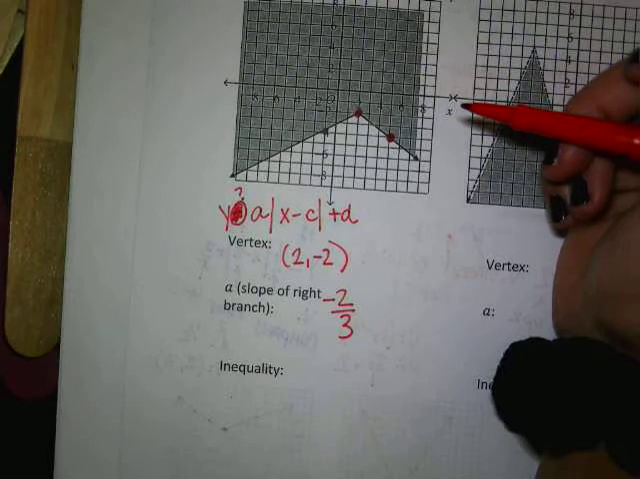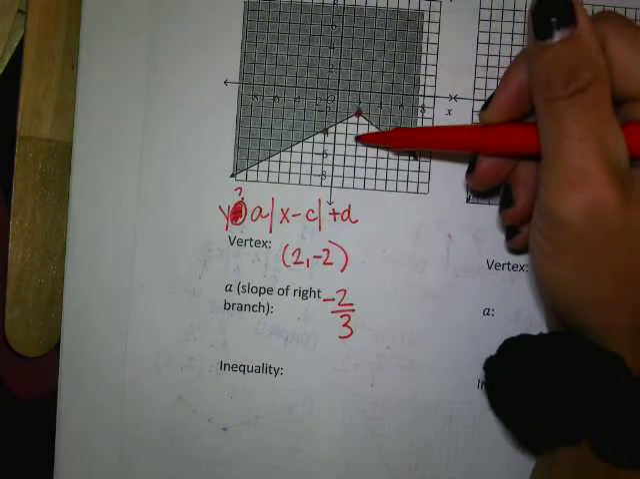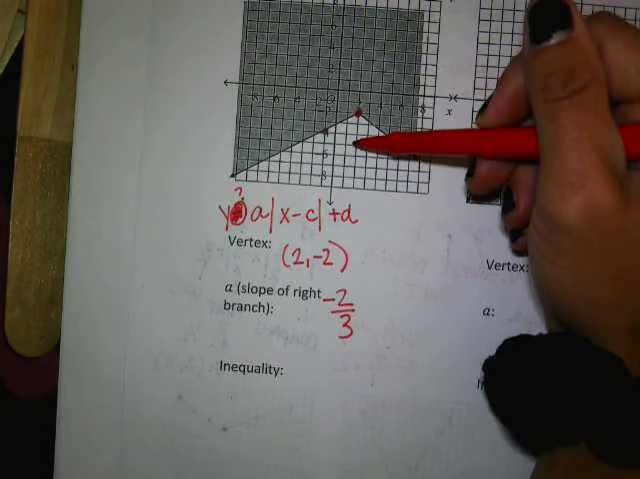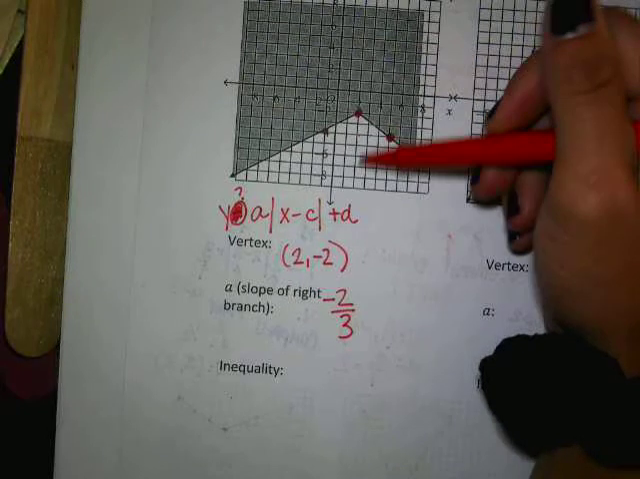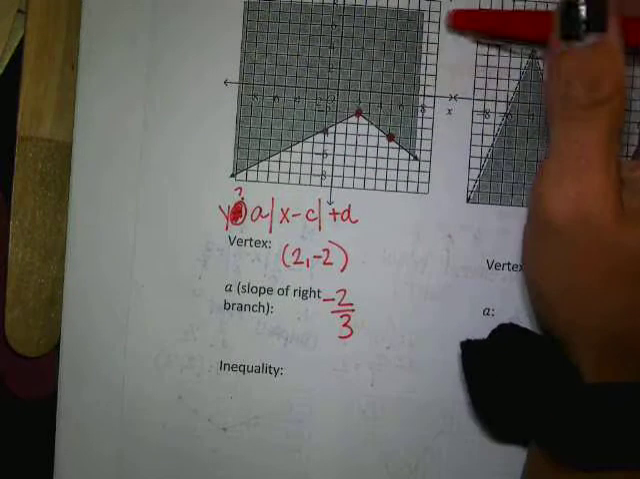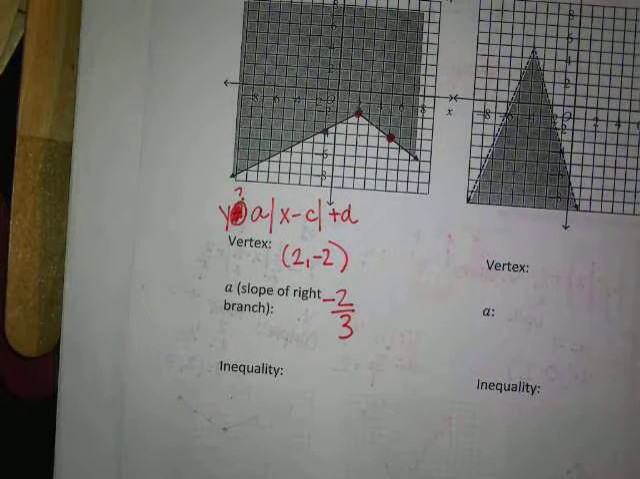It can't be just 2/3. Yes, it has to be negative because you're going down. From here to here, we're going down. We're not rising. We're dropping. All right, so your slope is -2/3.